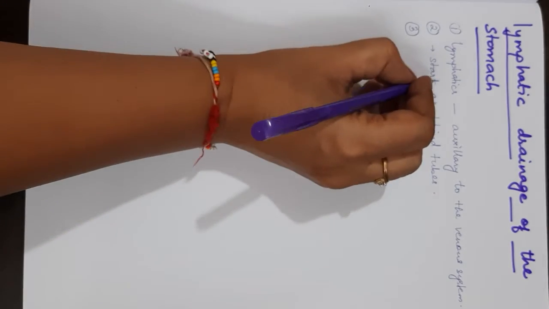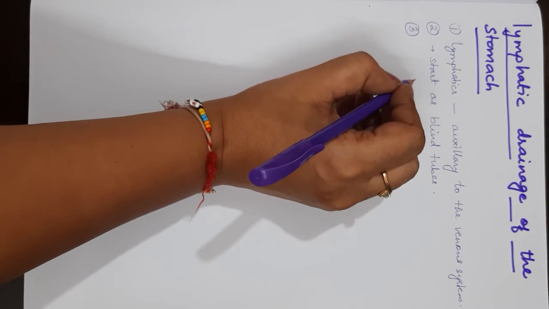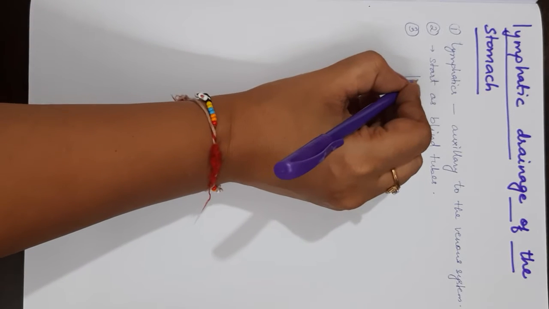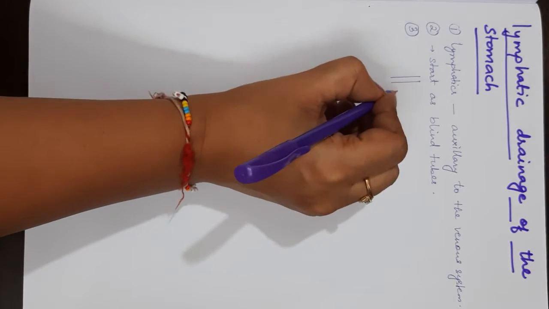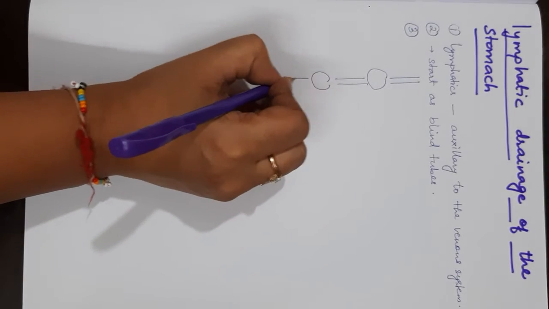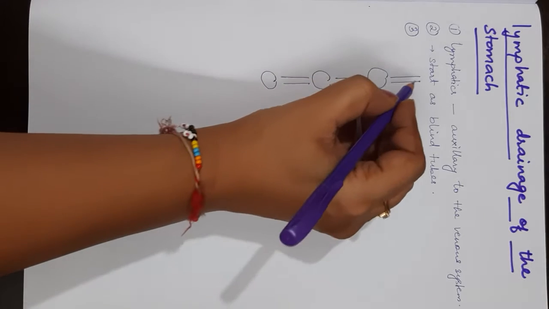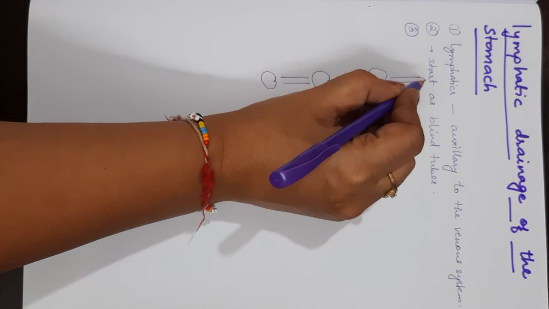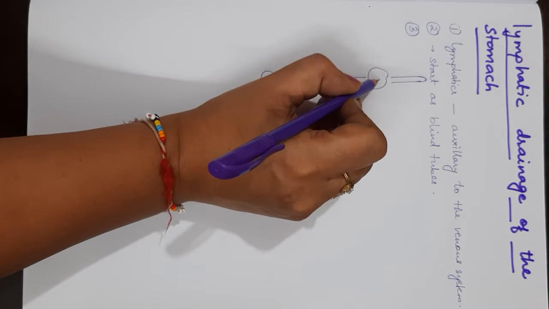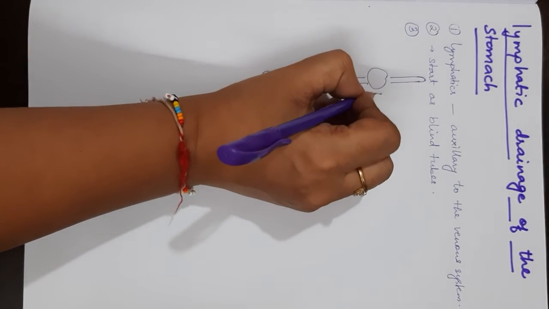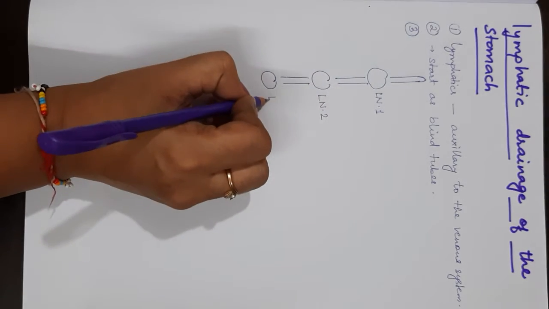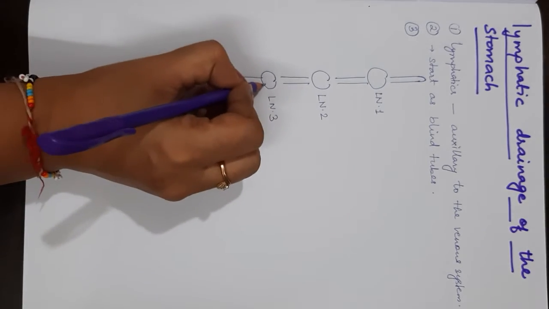Third, lymphatic channels are present throughout the body and they are intercepted by a number of lymph nodes in their path. So suppose this is a lymphatic radicle which has started as a blind tube from the tissue space. It will reach a lymph node. So if this is lymph node number 1, lymph node number 2, lymph node number 3 and so on.